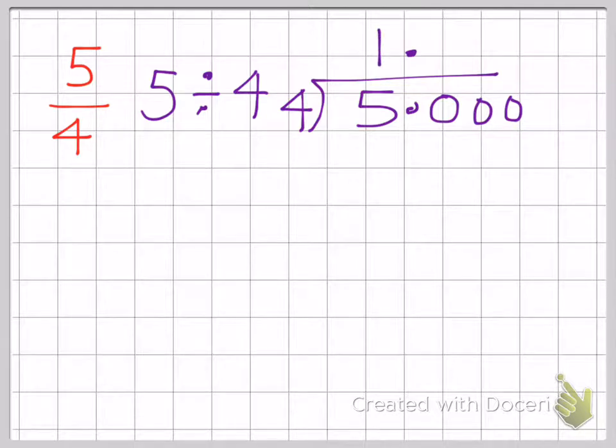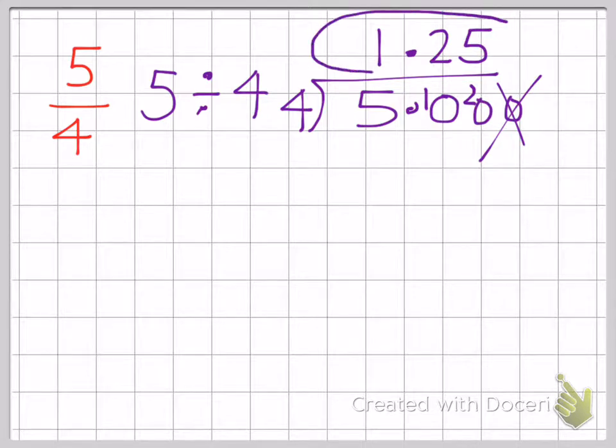How many 4s in 5? There's 1, and we've got 1 left over, so that goes in front of the next 0. How many 4s in 10? Well, there are 2. That makes 8, so I've got 2 left over. So my 2 goes in front of the next 0. How many 4s in 20? There are 5. I've got no remainder, so I don't need my final 0. So 5 quarters is the same as 1.25. That makes sense, because 4 quarters would make the 1 part of it, and the final quarter would be 0.25.